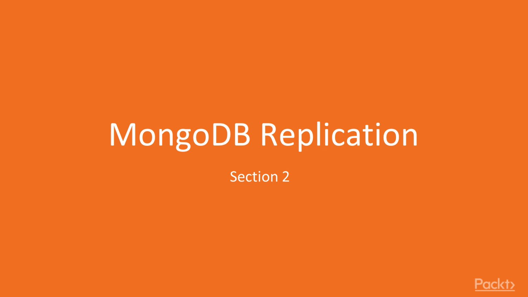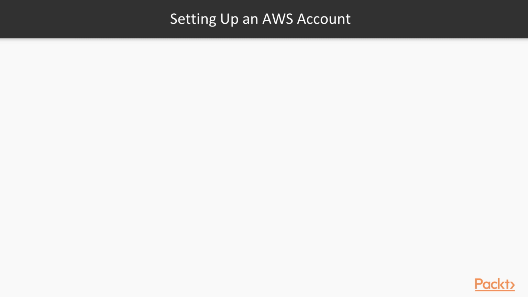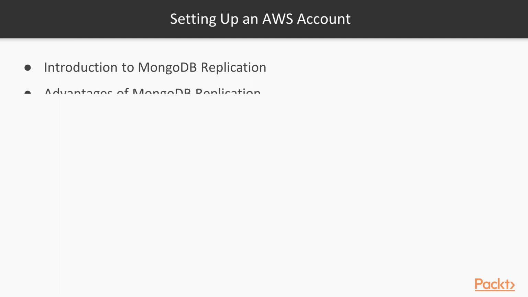So now it's time to jump into section 2, which will deal more with MongoDB replication and different details about the replica set and how to play around with it. So in this first video, we will be talking about the introductory part of MongoDB replication, in which we'll try to understand what exactly MongoDB replication is, the advantages of replication and the replica set that we have, what are heartbeat signals, and what exactly is the oplog.